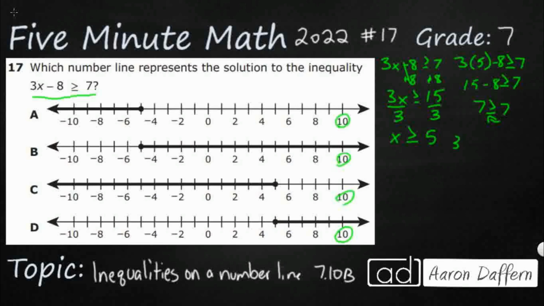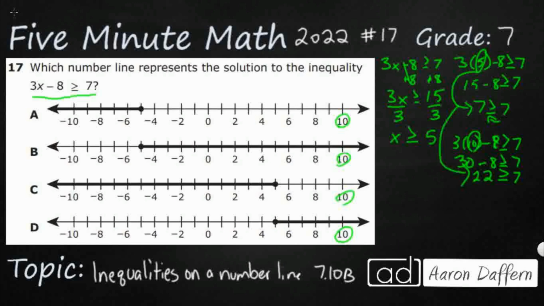So 3 times 10 minus 8 is greater than or equal to 7. So that's 30 minus 8 greater than or equal to 7. So, oh yeah, 22 is greater than or equal to 7. So as you can see, as my x got bigger, from 5 to 10, look how much bigger my solution got. From 7, it jumped all the way up to 22. So as it gets bigger and bigger and bigger, it's always going to be bigger than 7.